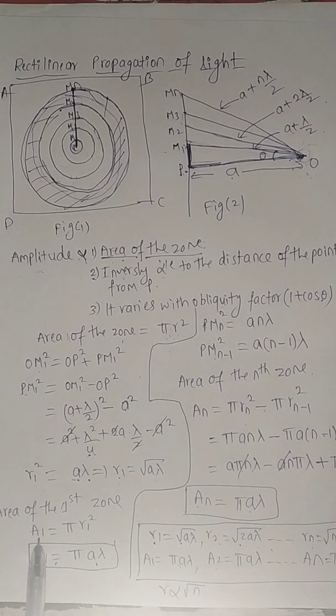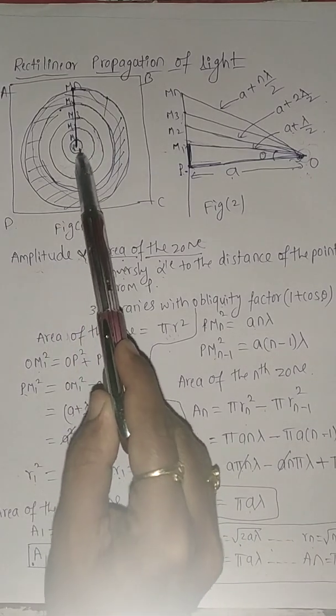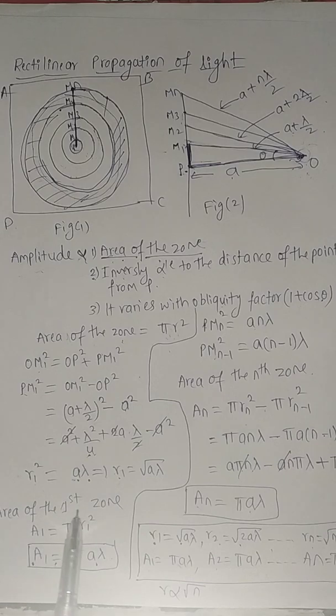So that's what A1 I'll take. Area means this zone. Okay, first zone. So area of the first zone A1 is equal to pi R1 square. So A1 is equal to pi A lambda, because the R1 square value is A lambda here. Okay, so this value we got, pi A lambda.